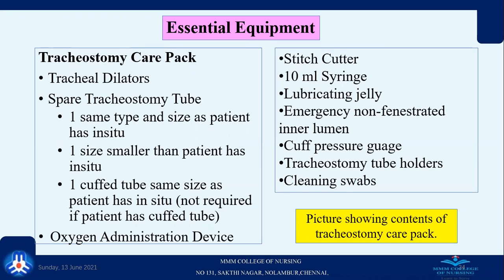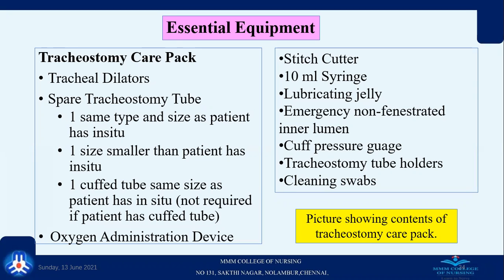Next, one thing which is very important when treating patients with a tracheostomy tube is having essential equipment at the bedside. This is called the tracheostomy care pack. It includes tracheal dilators and a spare tracheostomy tube, that is, one of the same type. For example, if the patient has an 8.5 size, the same size tube should be available, and one size smaller than the patient's size, and one cuffed tube should also be available.